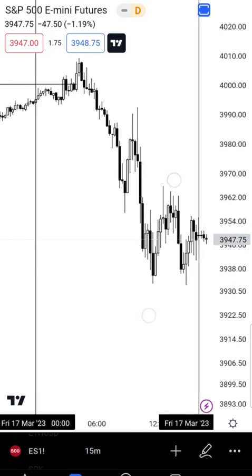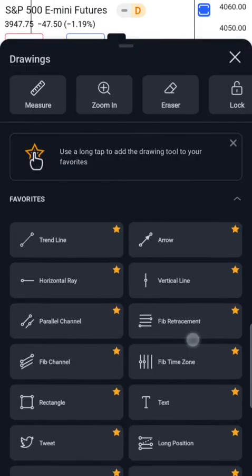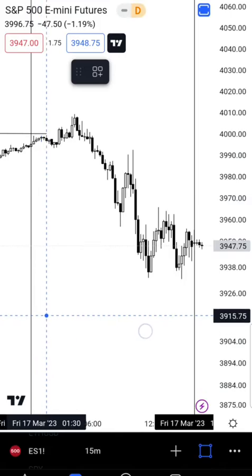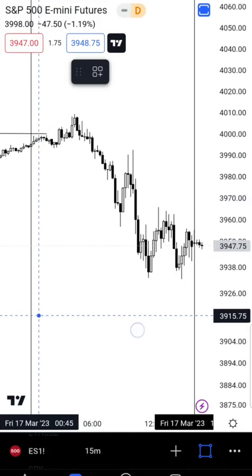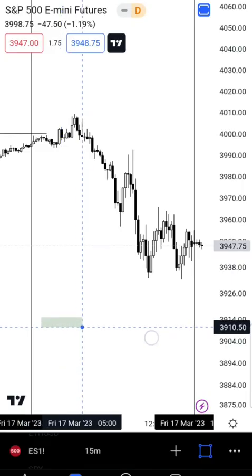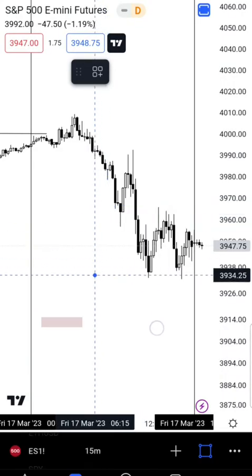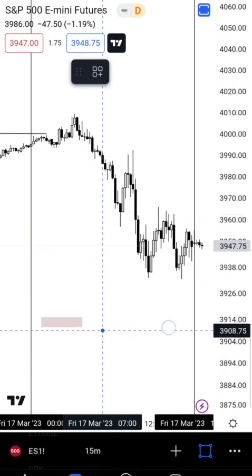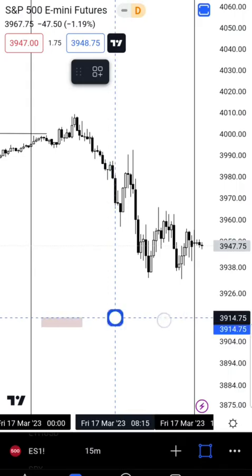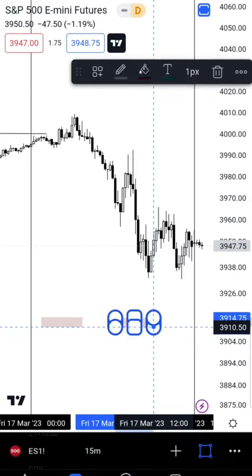So we have the previous day's high right here. All right, we draw the kill zones, the so-called ICT kill zones. We go from 1 to 5. That's London kill zone. We go from 8:15 to 12. That's the New York kill zone.